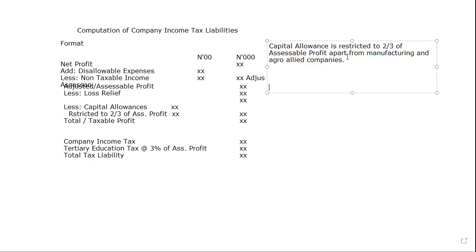No, sir. No or yes? Yes, from my end. I said that capital allowance is restricted. That means any capital allowance you have, you cannot take more than 2/3 of assessable profit, except where the company is an agro-allied company or a manufacturing company. Yes, ma'am.